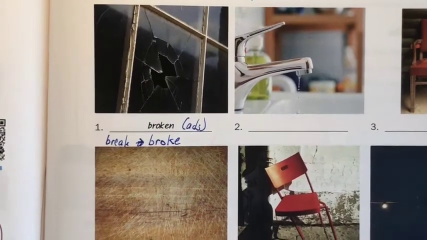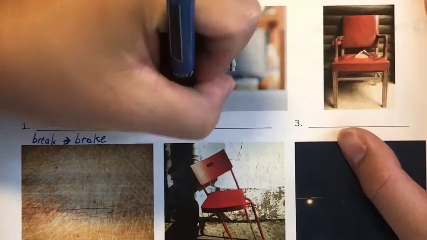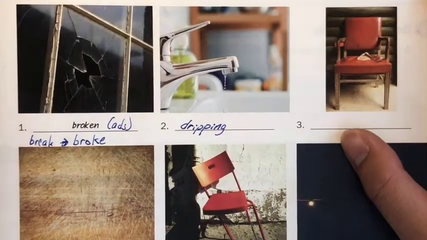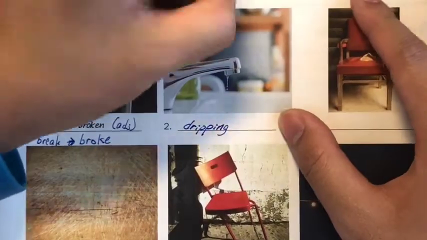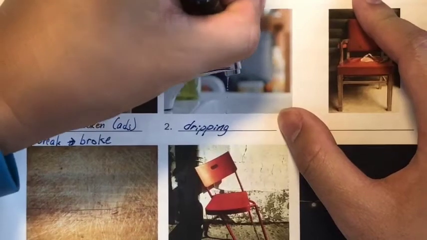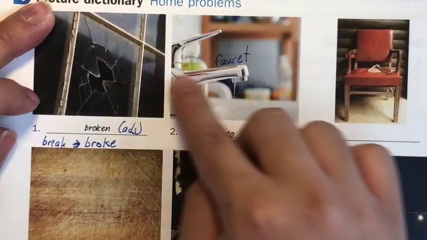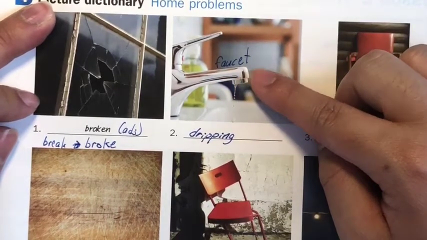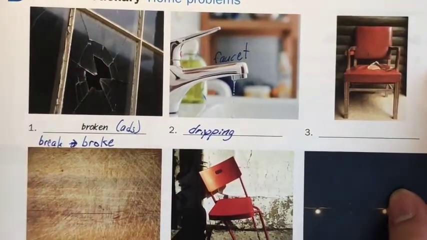Number two is a leak, but the word leak is not here. So I'm going to say dripping. Dripping. The water is dripping out of the faucet. So the thing that the water comes out of, this thing in the sink, this thing is called a faucet. F-A-U-C-E-T, faucet. Water is dripping out of the faucet.